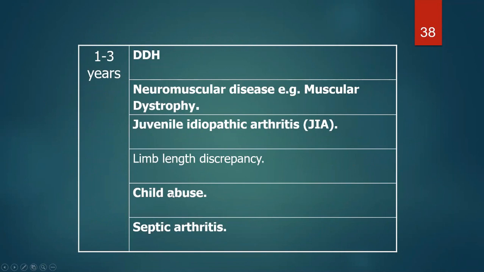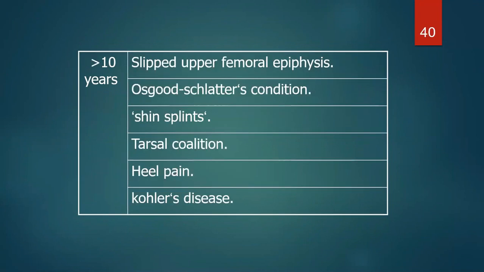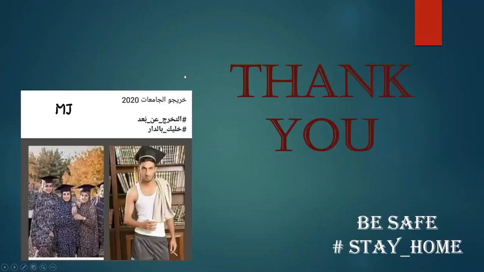In patients from 1 to 3 years, when it is limping, usually the most common cause is DDH. Others are present, but most commonly it is DDH, usually high dislocation. From 4 to 10 years, usually transient synovitis or irritable hip is the cause. And the last one, in more than 10 years, usually slipped capital femoral epiphysis is the most common. And thank you. If there are any questions that I can answer.